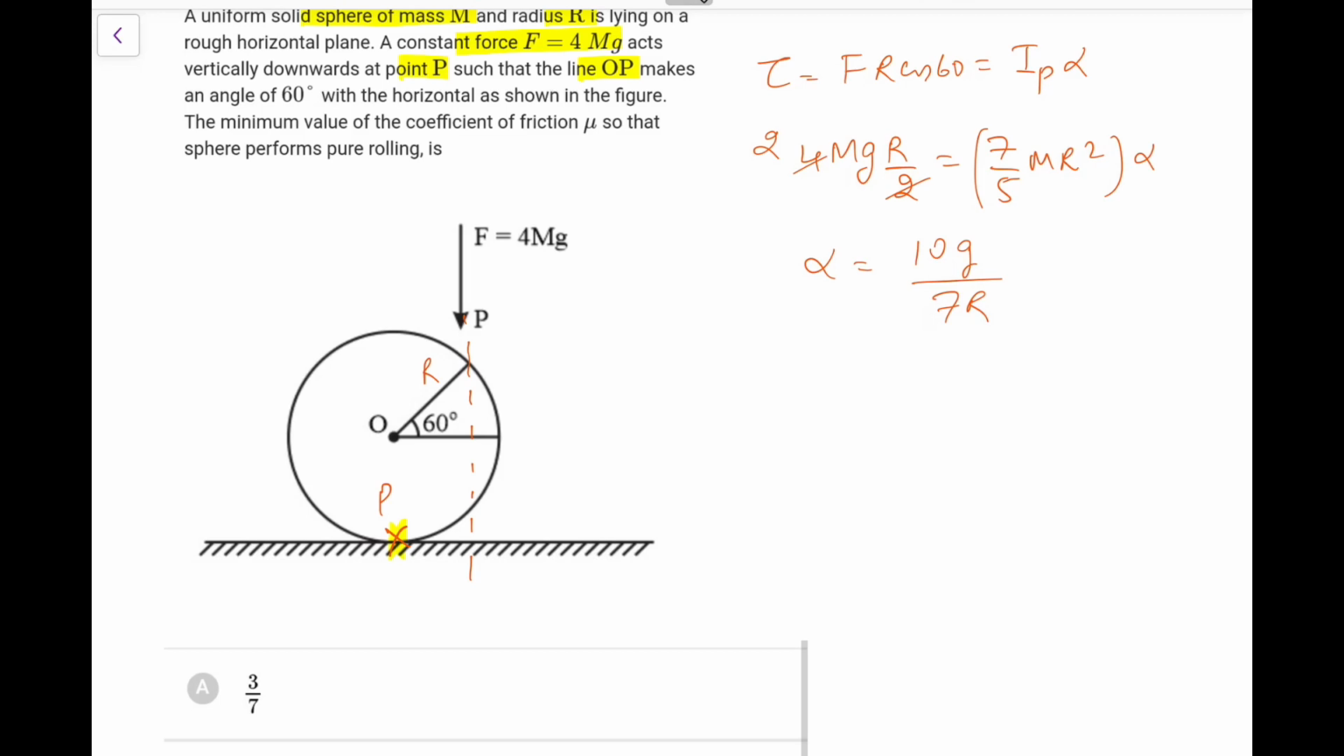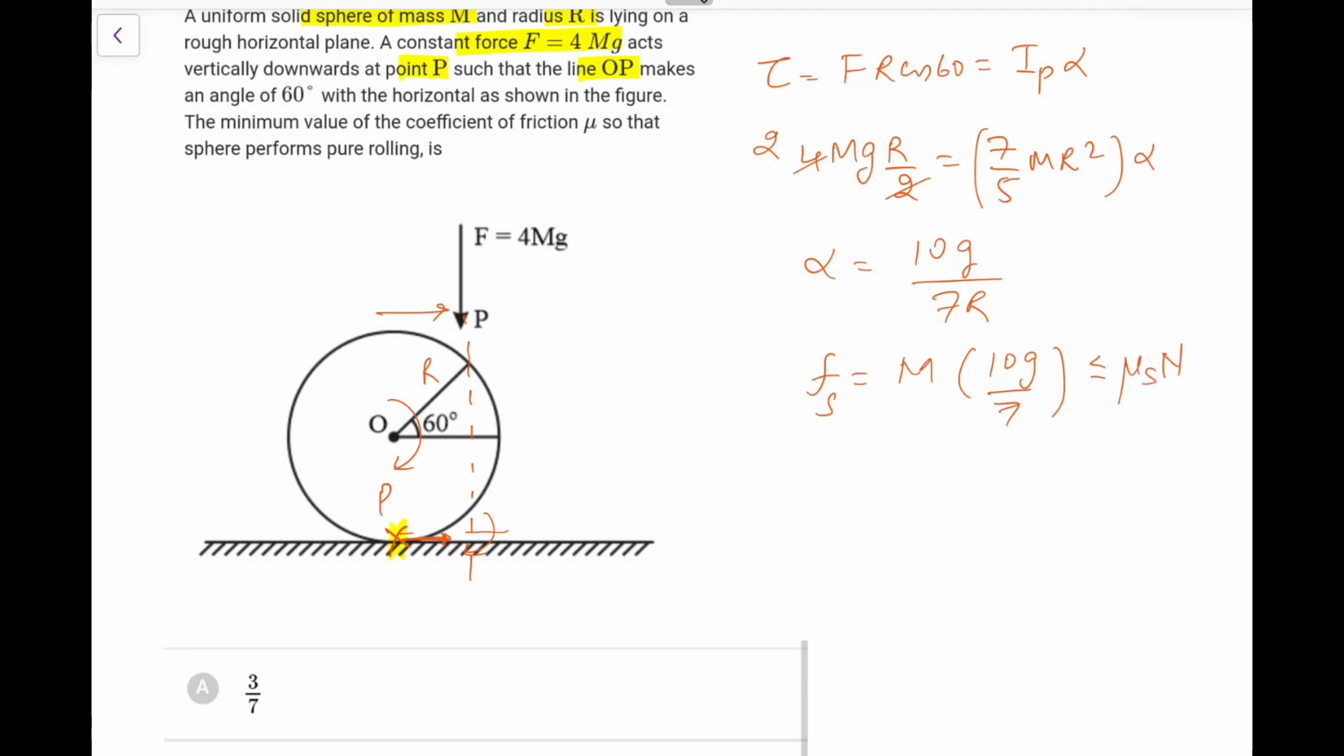Now the sense of the torque, r cross F, would be like this, so it will rotate like this. So you need to get the acceleration in the forward direction. So definitely the friction will act in the forward direction, and that should be static friction, equal to ma. Ma means m into alpha r, that is 10 g by 7, that is 10 mg by 7, and that should be less than or equal to mu s N. And what would be N?